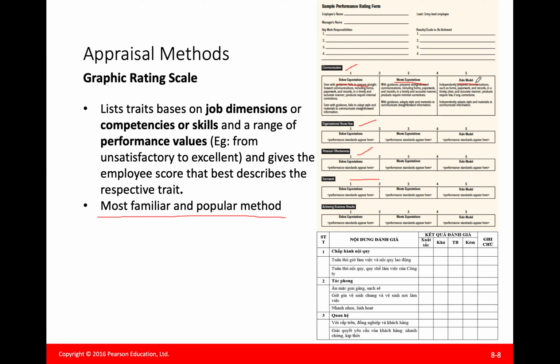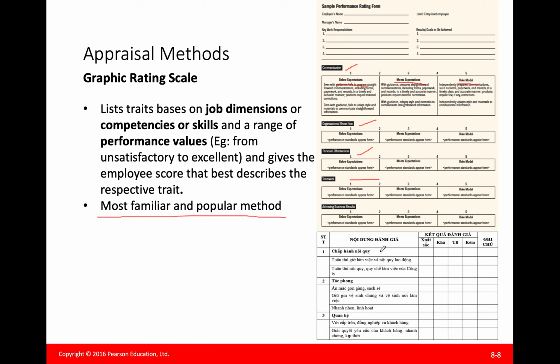So they will rate each job dimension on this scale. For example, communication skills. Is that below expectations? Does that meet expectations, or is this person a role model, là một cái hình mẫu lý tưởng in this dimension? And then they go over to rate all of the job dimensions, and at the end of the day they will combine all the scores.